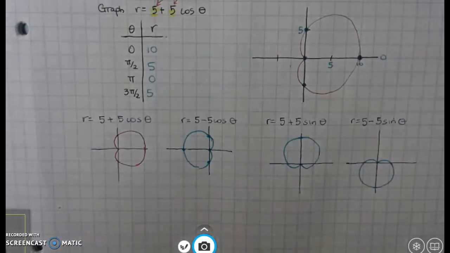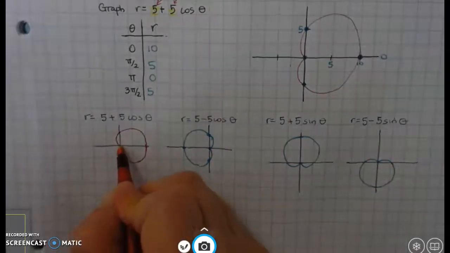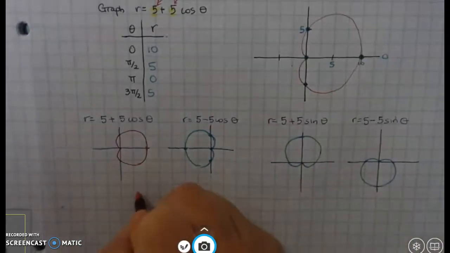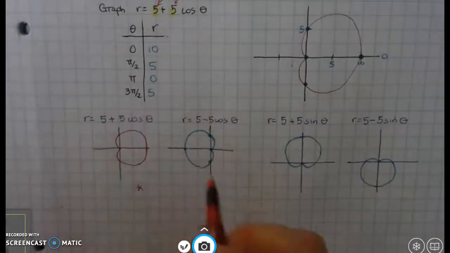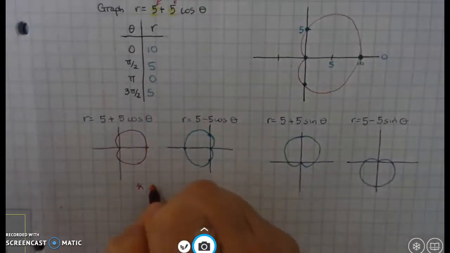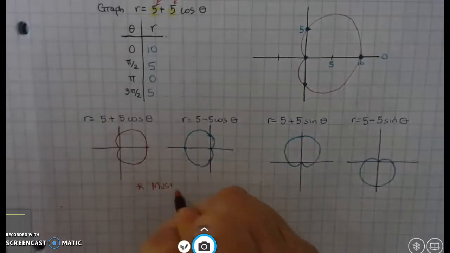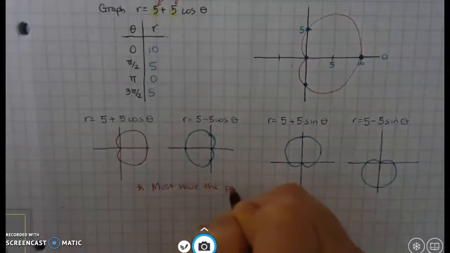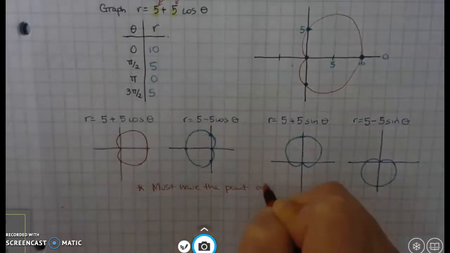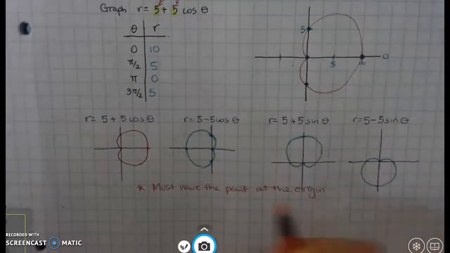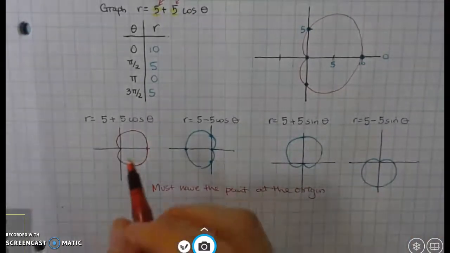But what's true is that you always have a point at the pole or the origin. Okay, so what's true about a cardioid is that you must have the point at the origin.